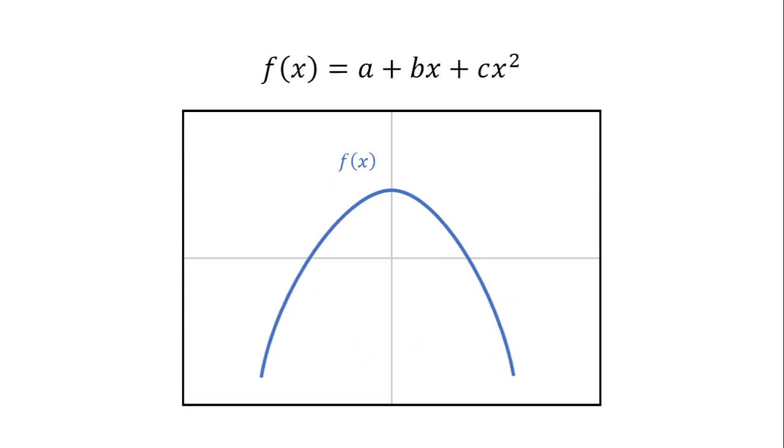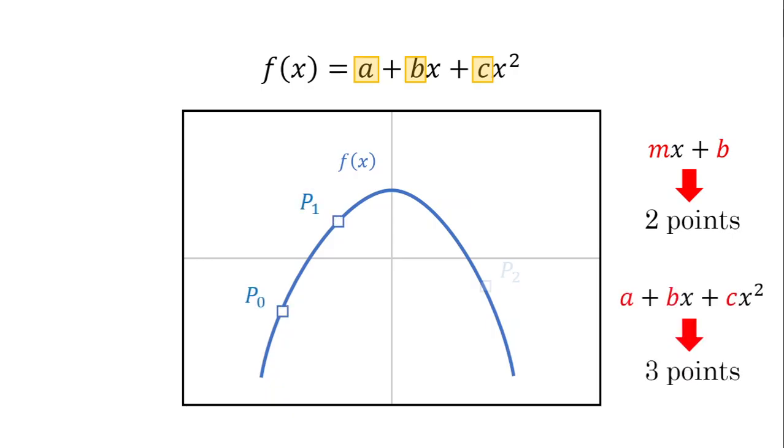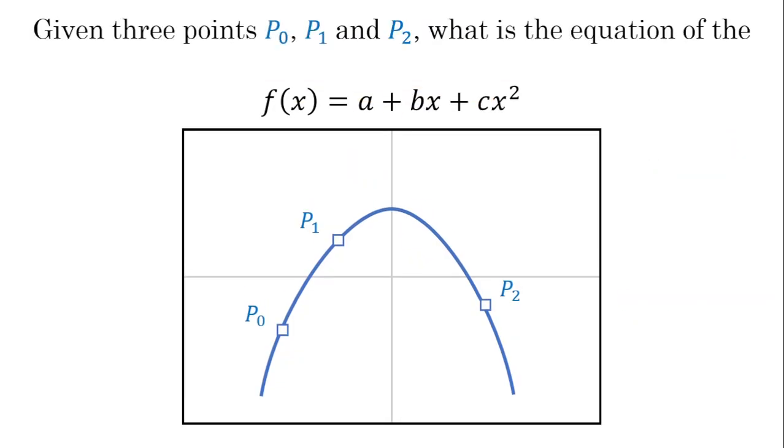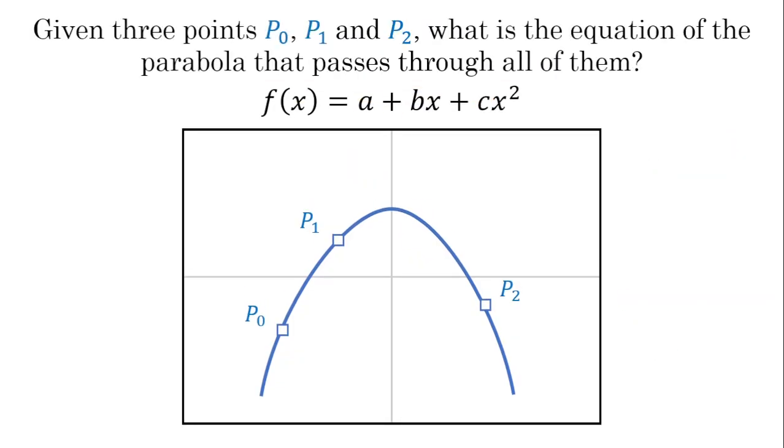Now, as with the straight line, we need to find the numbers a, b, and c based on our control points. How many points? Well, if 2 points were enough for the line, then 3 points should work here. So here's the problem. Given 3 points, P0, P1, and P2, in the plane, what is the equation of the parabola that passes through all of them?